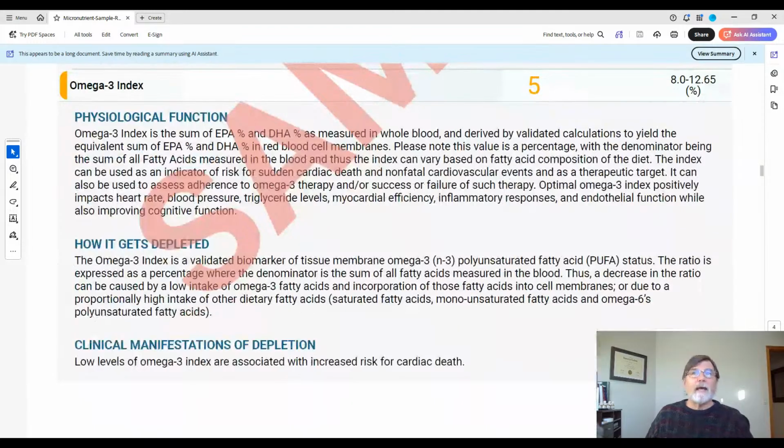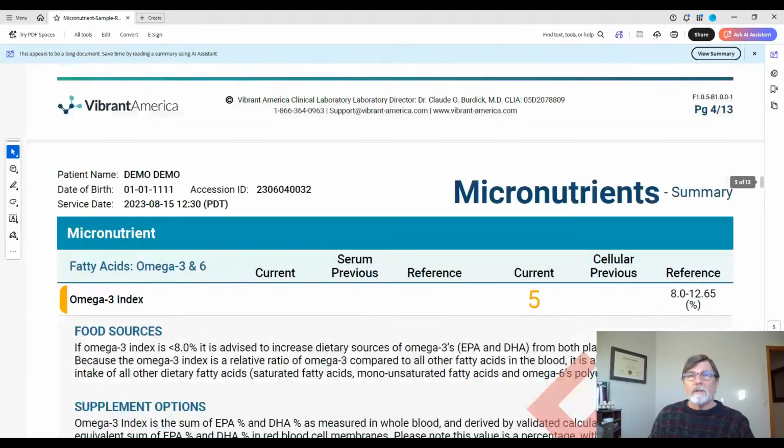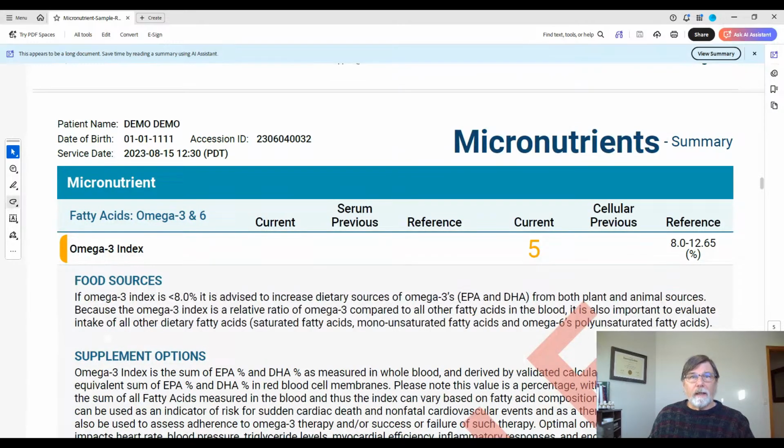The omega-3 index, I like to see this above 10. The normal range is 8 to 12.65, but around 10 is a good number. This one's 5. So this is basically the percentage of omega-3 fatty acids in red blood cell membranes. So it tells us a little bit about what it is and what it does. So anything that's abnormal on this test is going to show up in the summary and be in here.